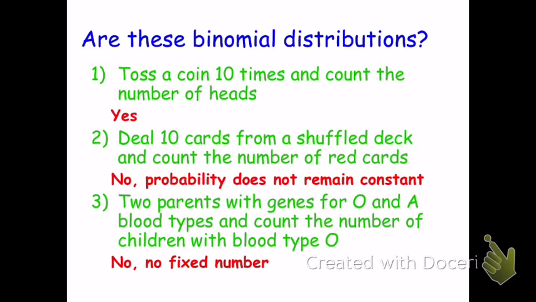Infinite amount of kids? No, there is no fixed number. Go count other people's children. That's impressive. Yeah. So it is geometric.